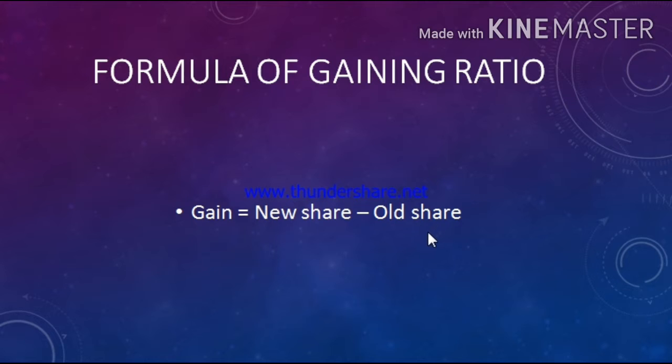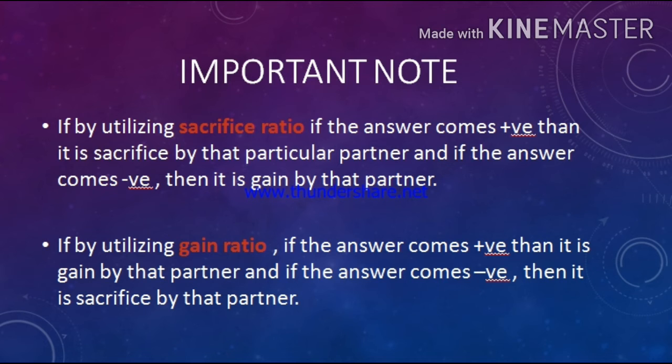Students, you know very well, in case of sacrifice ratio, the formula was reversed, that is old share minus new share. Over here, in gaining ratio, you have to utilize the formula, that is new share minus old share. One important note needed for doing practical sums of finding sacrificing ratio and gaining ratio: if by utilizing sacrifice ratio, the answer comes positive, then it is sacrificed by that particular partner. And if the answer comes negative, then it is gained by that partner.